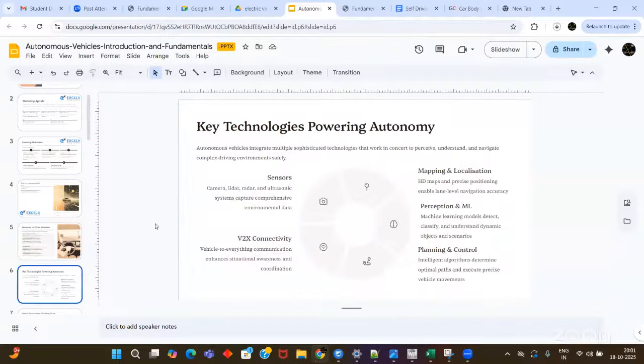Now the key technologies powering autonomy. Autonomous vehicles integrate multiple sophisticated technologies that work in concert to perceive, understand, and navigate complex driving environments safely. So, what are the key technologies powering autonomy?